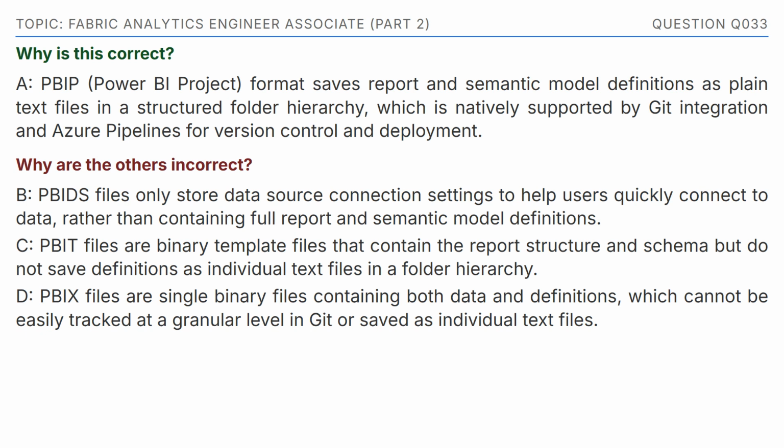Why are the others incorrect? B. BIDS files only store data source connection settings to help users quickly connect to data, rather than containing full report and semantic model definitions. C. PBIT files are binary template files that contain the report structure and schema but do not save definitions as individual text files in a folder hierarchy. D. PBIX files are single binary files containing both data and definitions, which cannot be easily tracked at a granular level in Git or saved as individual text files.